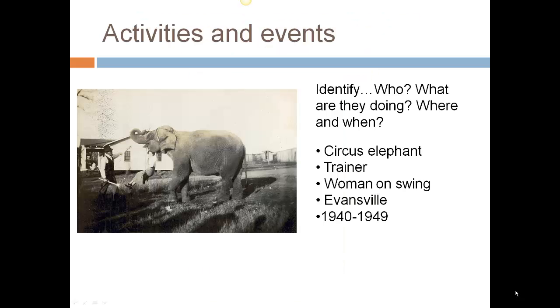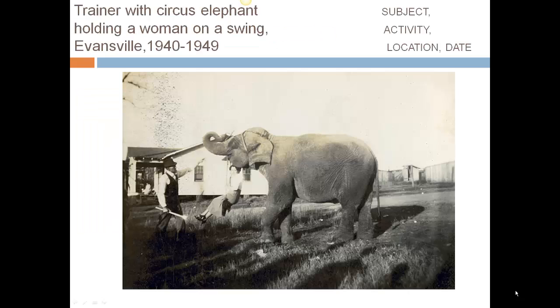Here's another example. The elements we can identify in this photo are an elephant, a trainer, and a woman on a swing. And we know from our records that this photo was taken in Evansville, Wisconsin in the 1940s. So putting that together into a title, we get our subject, trainer with circus elephant, our action, holding a woman on a swing, and our location and date, Evansville, 1940 to 1949.